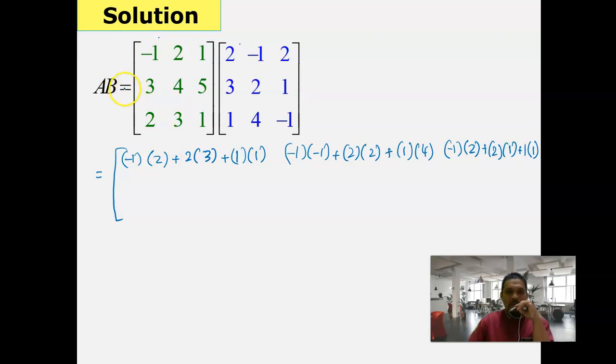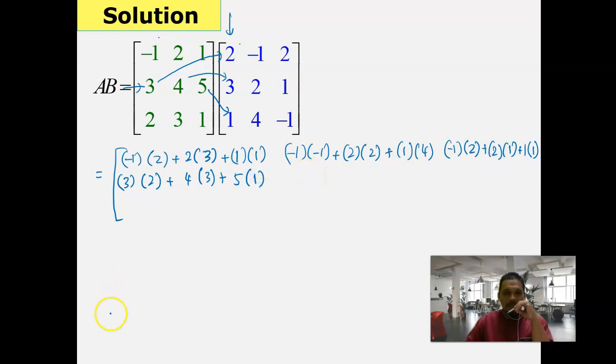Okay, so row number 2, what we have here right now is 3, 4, and 5. So then let's make the operation between row number 2 and column 1. So first is 3 multiplied with 2, plus 4 multiplied with 3, plus 5 multiplied with 1.